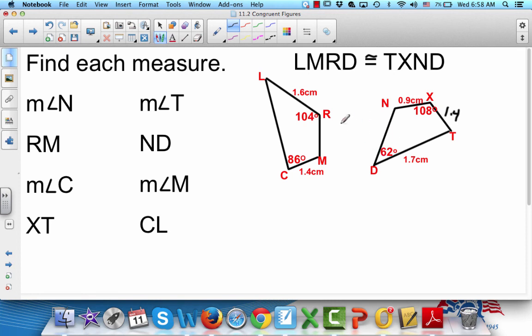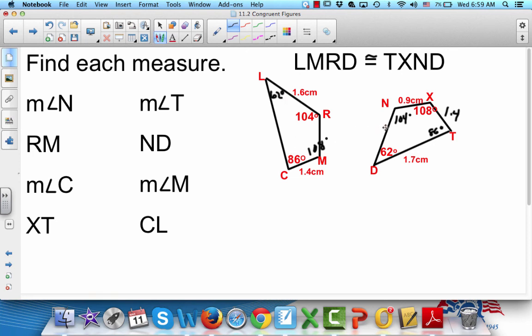Let's see if there's anything else we can figure out. 104 is this big angle right here. It's an obtuse angle. Where's an obtuse angle over here? Right, 104 degrees right here. So that leaves 86 degrees for the other angle. Same thing over here. If this one's 108, then this one has to be 108 because it's the only other obtuse angle over here. And 62 degrees is an acute angle, so it matches up right here.